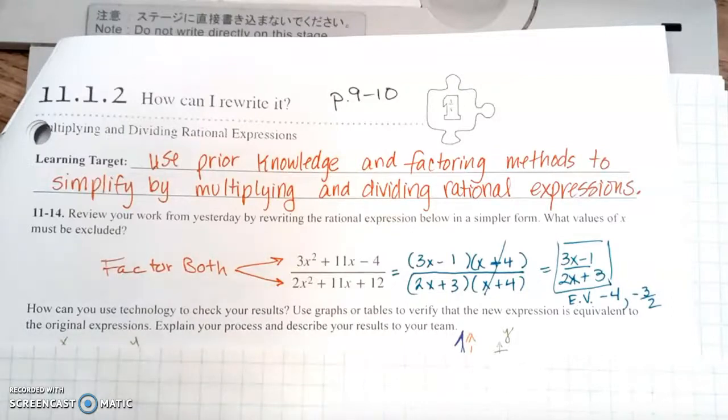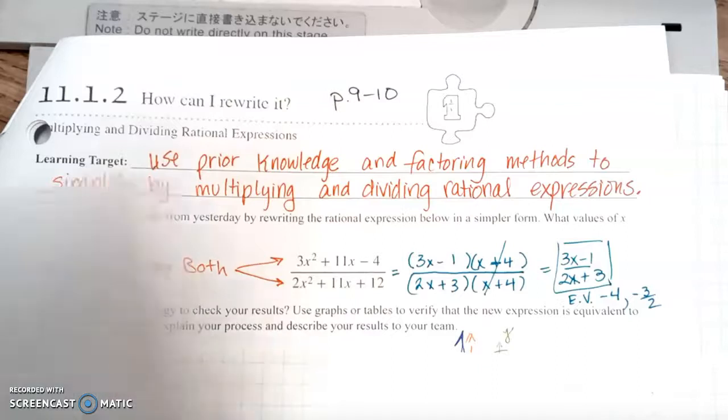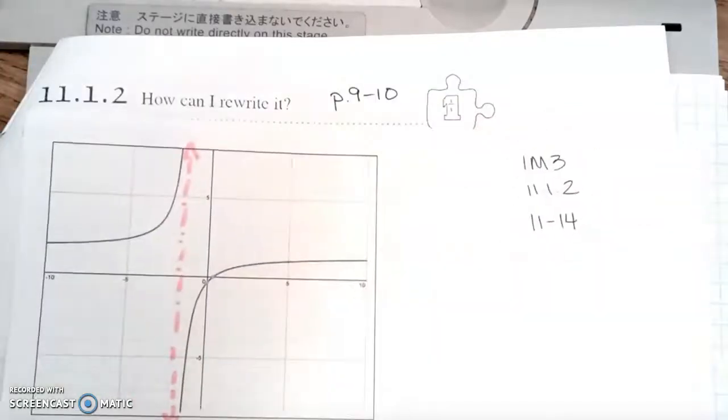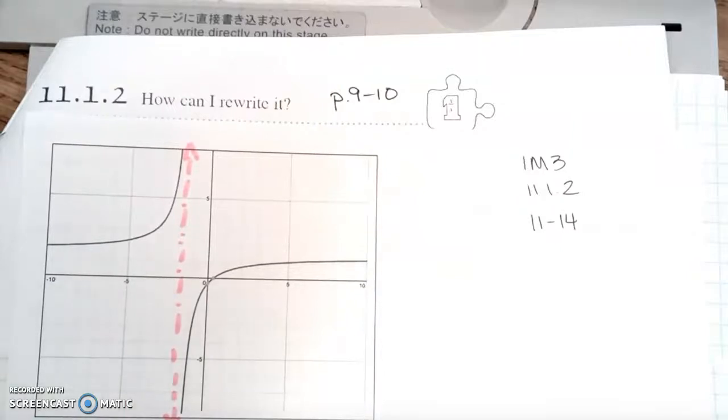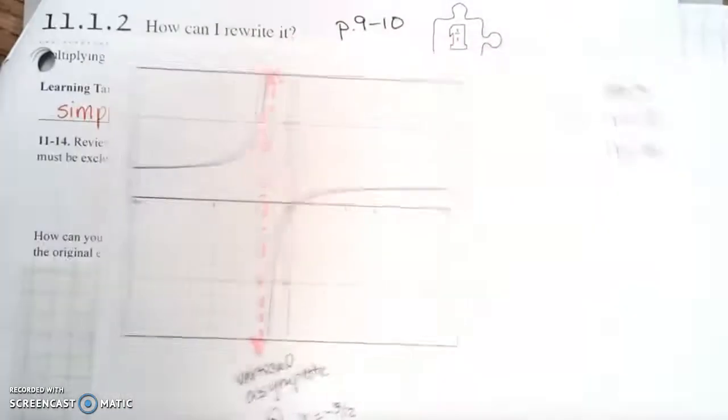Then the question goes on to say, how can you use technology to check your results? Use graphs or tables to verify that the expression is equivalent to the original expression. Explain your process and describe your results to your team. Okay? So what you'll want to do is log into Desmos Graphing Calculator, which I can show you how to do in a minute, but I just printed it off of Desmos. So basically, your graph is going to look like this.